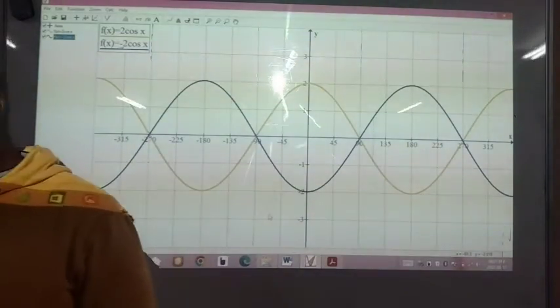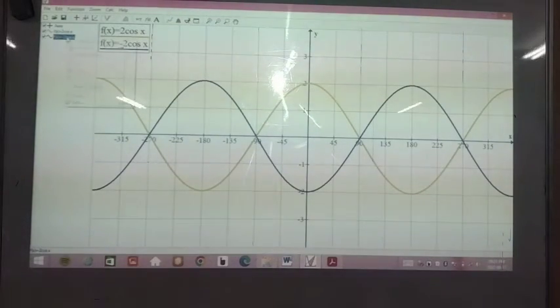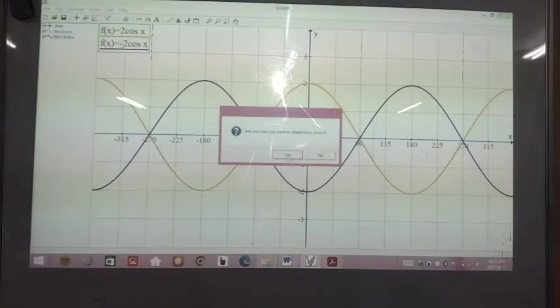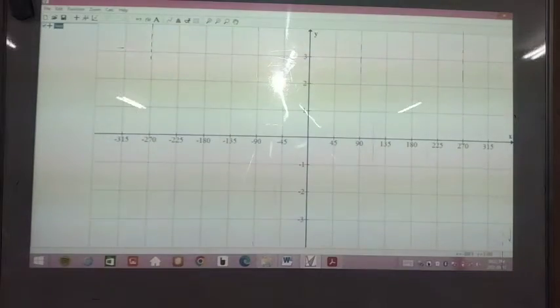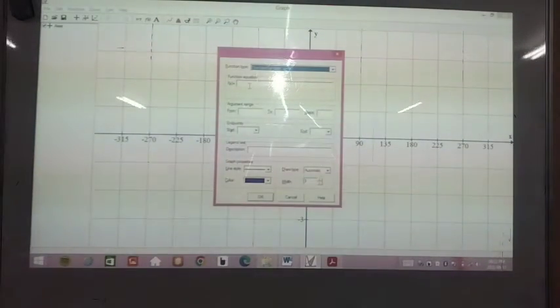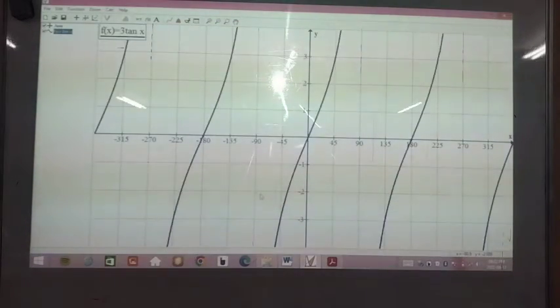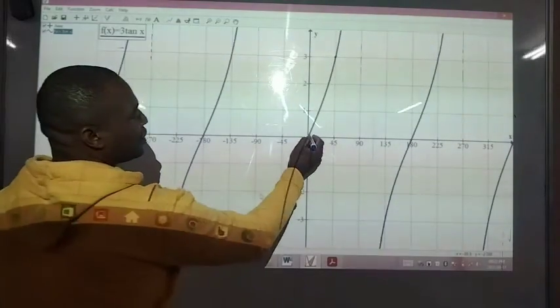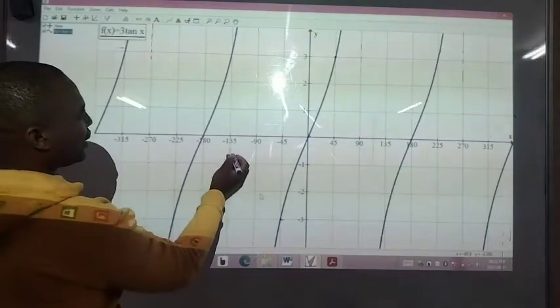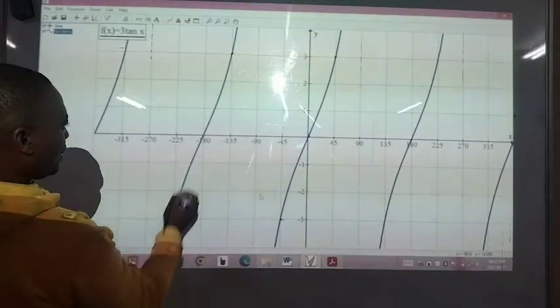Alright, even the graph of tan, if a is negative, it will also be reflected along the x-axis. Let's say we have the graph of 3 tan x, which is the blue one. And remember those critical points. At 45 degrees, it's now at 3, 0, negative 3, 135, 3, 225.